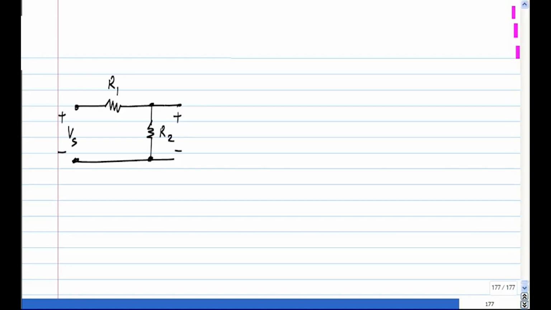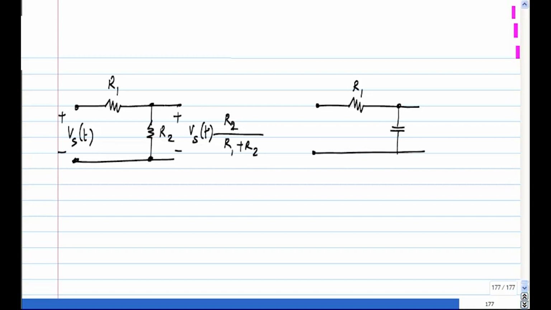What's the voltage here? Vs times R2 by R1 plus R2, and this Vs could have any arbitrary shape with respect to time, and that will simply become Vs of t times the same ratio, right? What is it in this case? How would you tell?